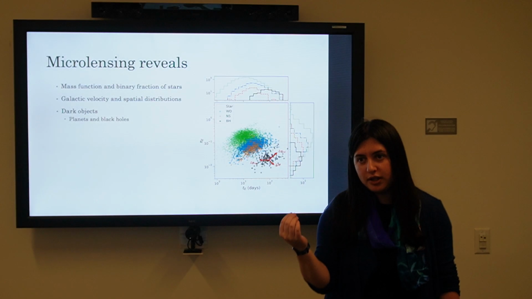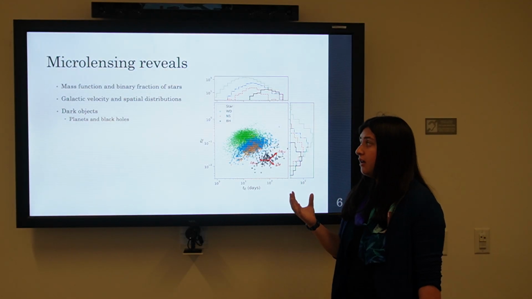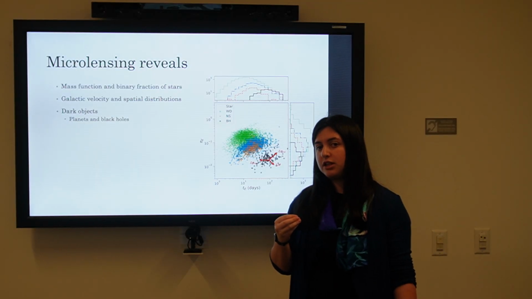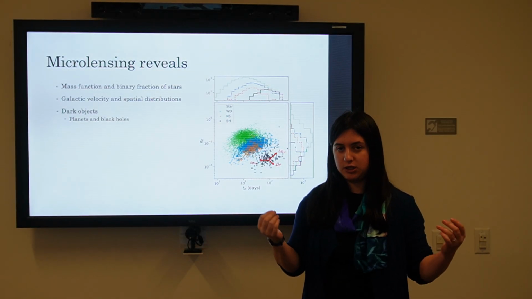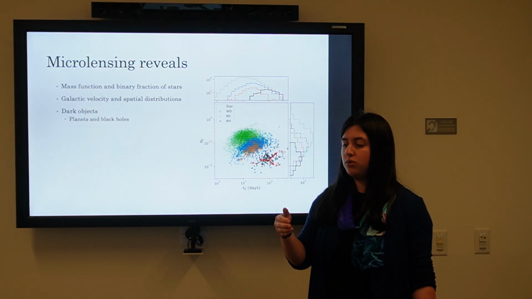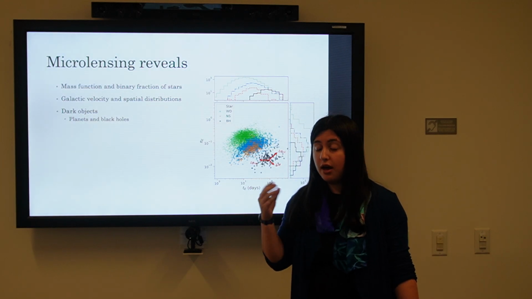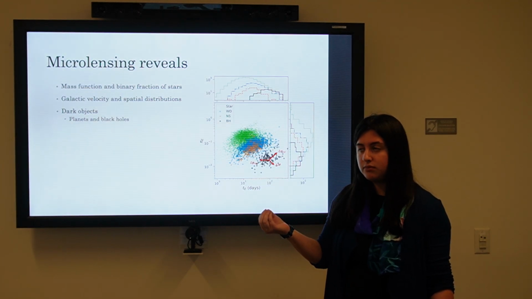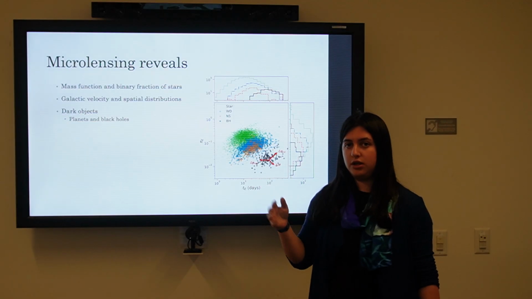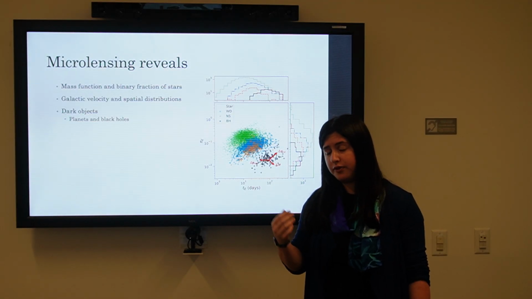So it doesn't only find black holes. Microlensing actually can reveal a lot of different properties. For example, it can help us to look at the mass functions and binary fractions of stars. Stars that are too faint to be probed by other means, but still have a gravitational signal, or binary stars that are too far to be probed by other means, and therefore too faint.